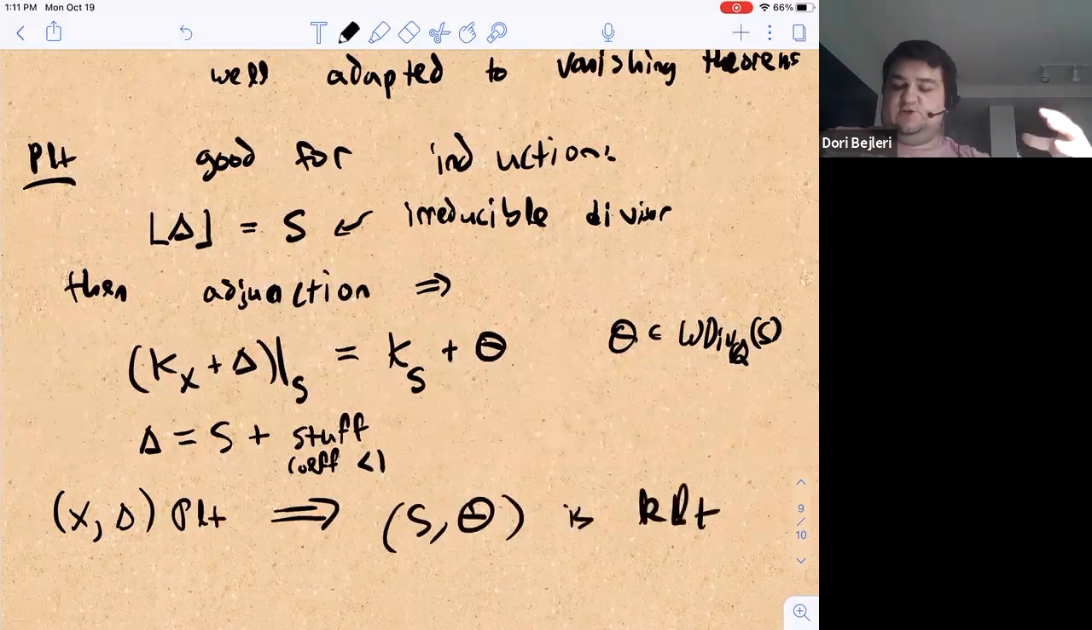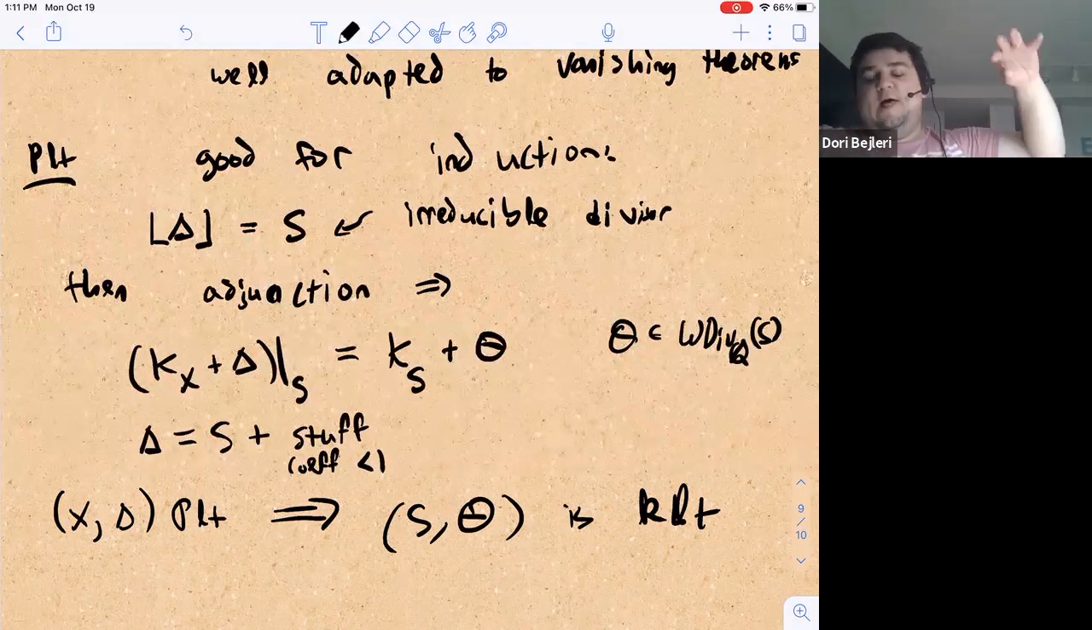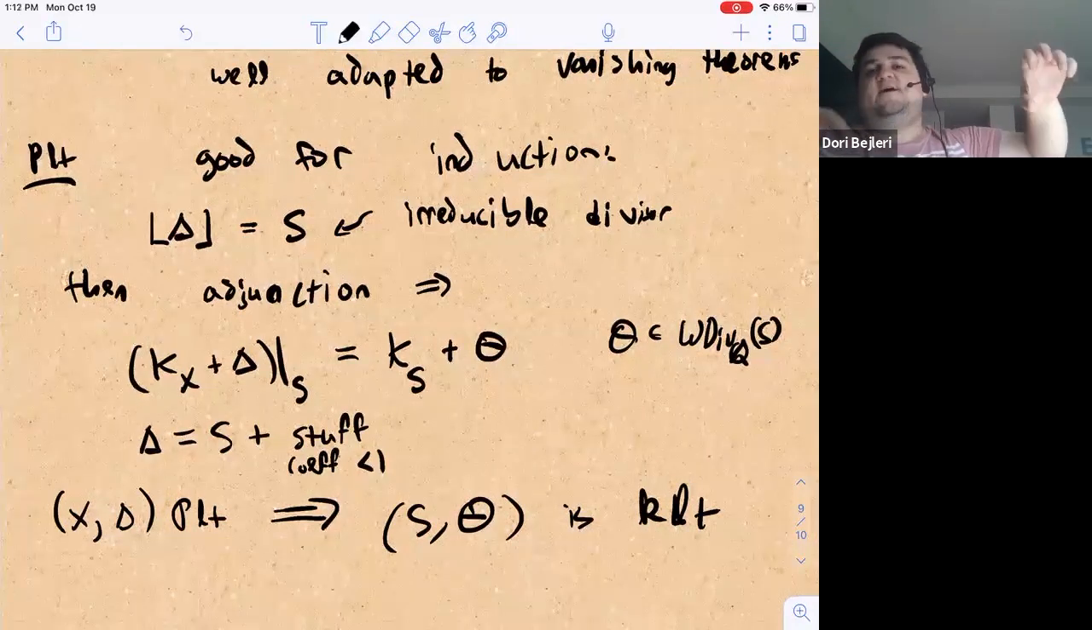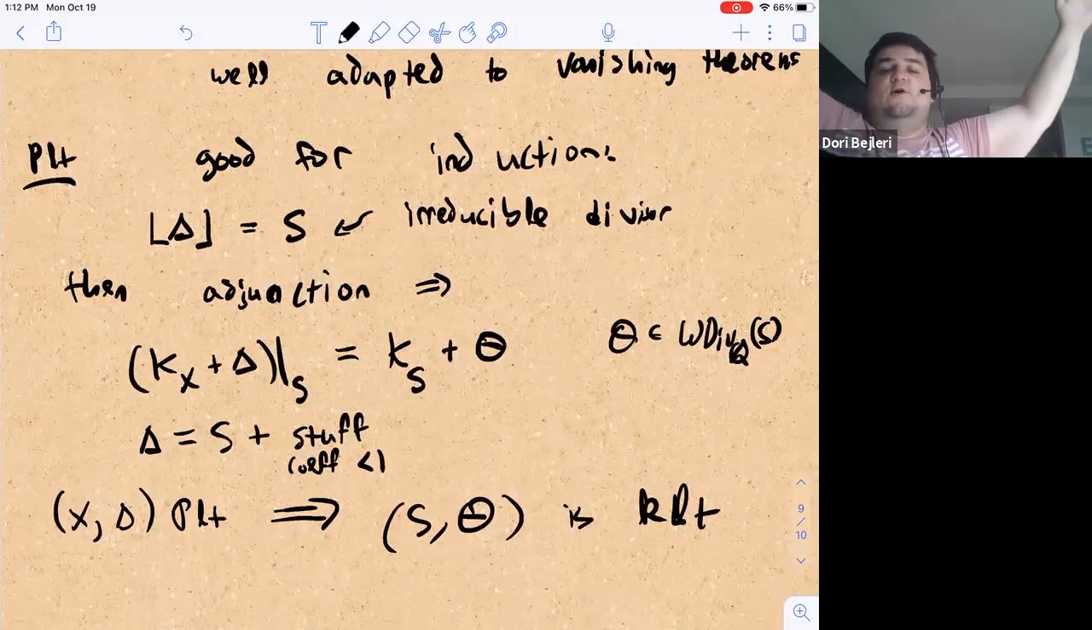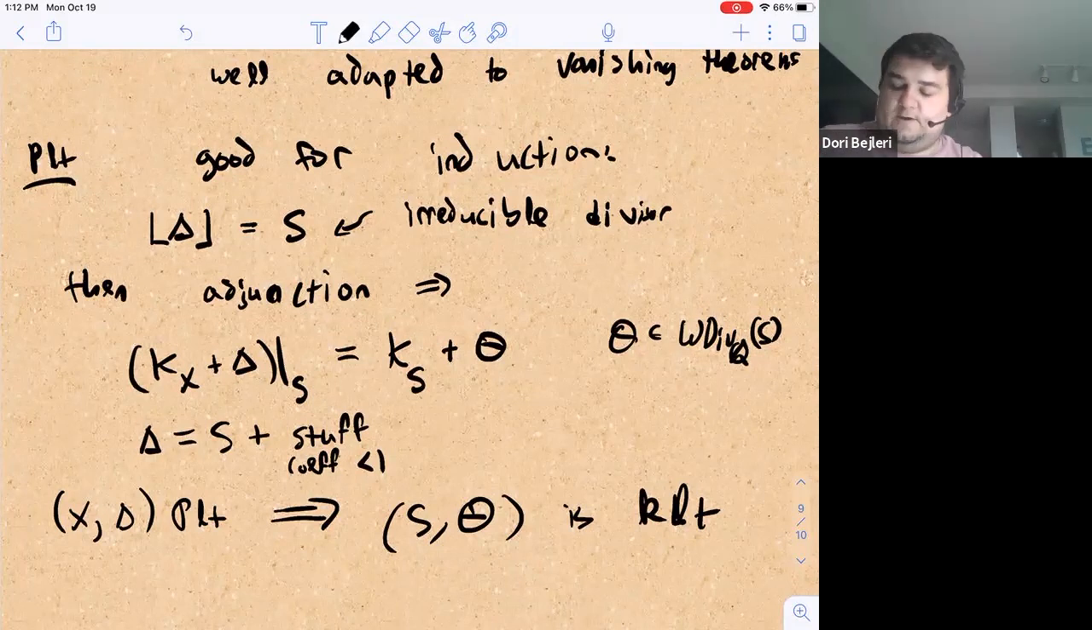Because now in this adjunction, we've kind of lost the only divisor with coefficient 1, and then you have to do some kind of computation of discrepancies to see that the discrepancies of (S, theta) are all strictly bigger than -1, because any divisor over S you can kind of try to get by taking some larger divisor sitting over X and comparing discrepancies. But the point is that if (X, delta) is PLT, then (S, theta) is KLT.